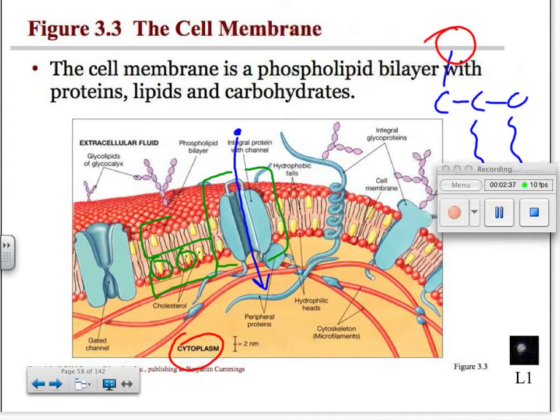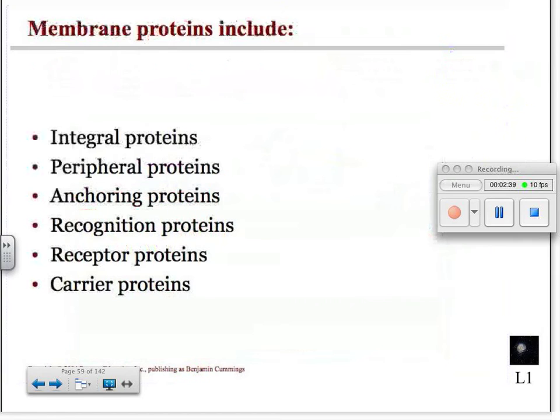All right. Here we go. Moving on. So the proteins in the membrane are what we're interested in. There are these five kinds of proteins: integral proteins, peripheral proteins, anchoring, recognition, receptor, and carrier. These are all the different kinds of proteins that are possible. I'll give you a few moments to write those down.